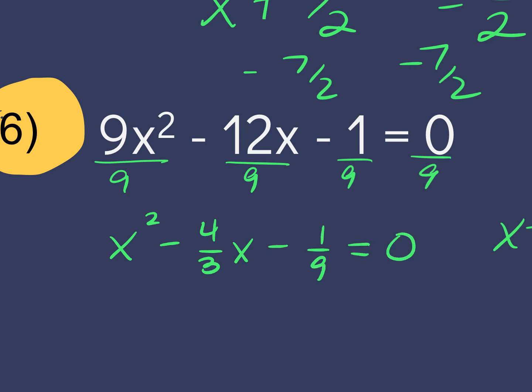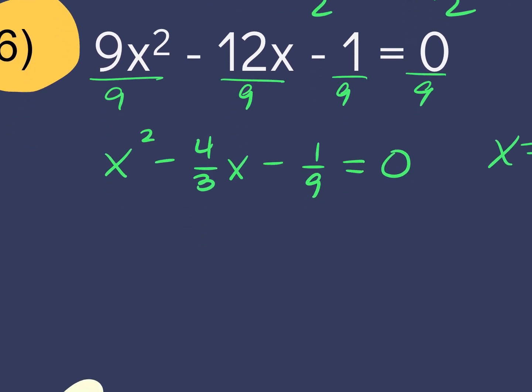All right, I got a bunch of fractions now. x squared minus 4/3 x minus 1/9. Now it's the same steps that we've been doing, except we just have fractions as our B and C terms.